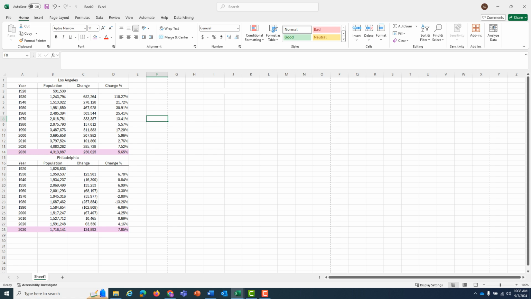For outliers, I'm seeing a number right here, just my gut is telling me in Los Angeles, that change of over 100% they had between 1920 and 1930 seems like a lot. It's not in line with all of the other changes that we had here. So my gut tells me that that's an outlier. But we can figure this out mathematically by using the formula for determining outliers that we had.